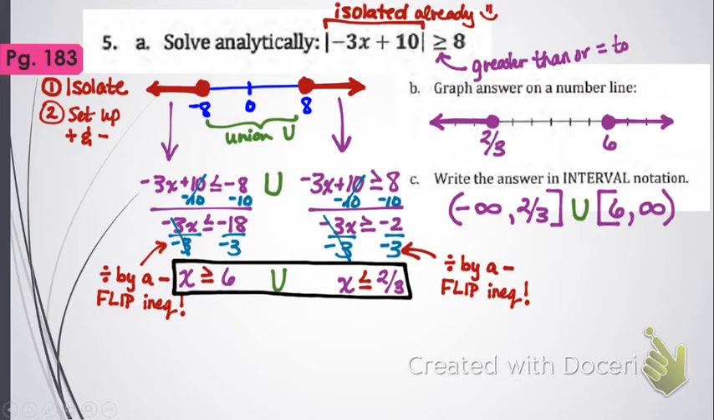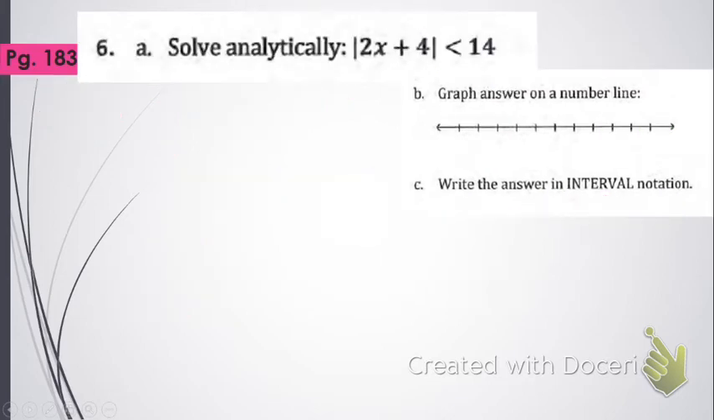All right, let's go do number 6. So very next problem. Is my absolute value isolated? Yes. So now I need to decide how to set this up. Is it going to be like the bell work problem that we did? Or is it going to be like number 5?